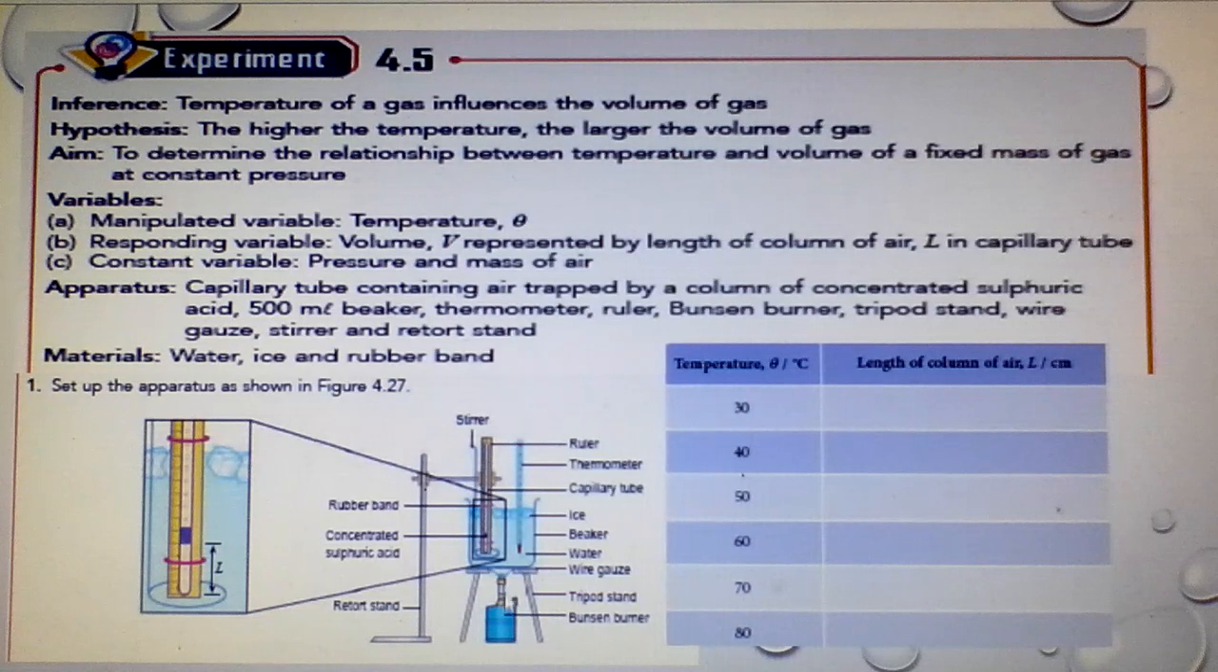When the temperature increases to 40, you record the length of the column L, and then you repeat the same thing by increasing 10 degrees Celsius until 80 degrees Celsius. So you record all the values of L. From here we can plot a graph of length of air column against temperature. The length of air column represents the volume of the gas.